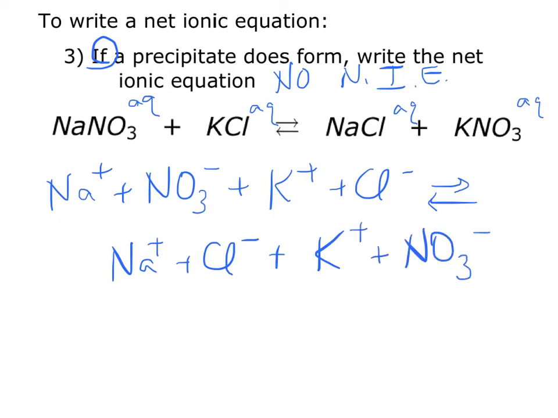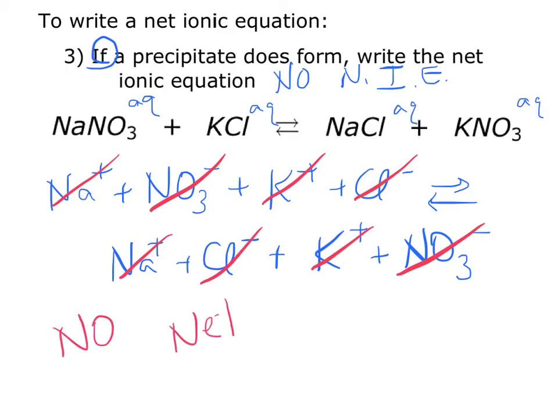So when I go about trying to cancel things, the Na plus appears on both sides, the NO3 minus appears on both sides, the K plus appears on both sides, as does the Cl minus. Since everything appears on both sides, everything cancels out. There is no net ionic equation.